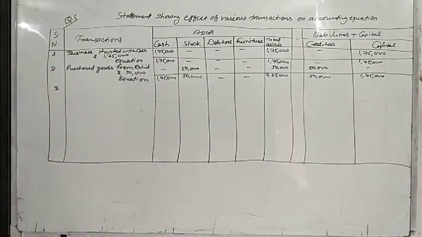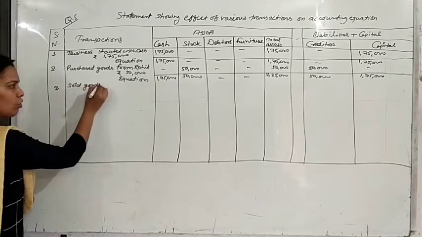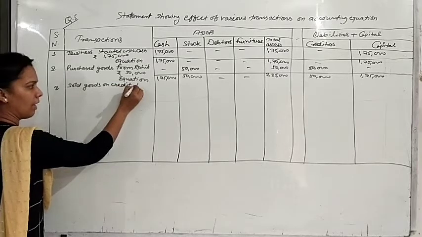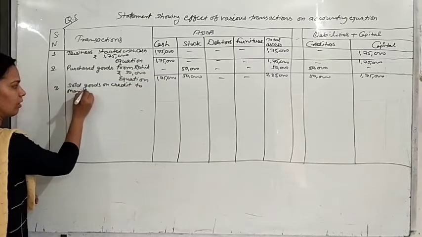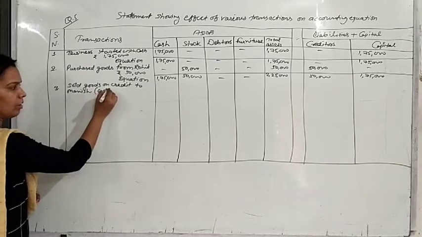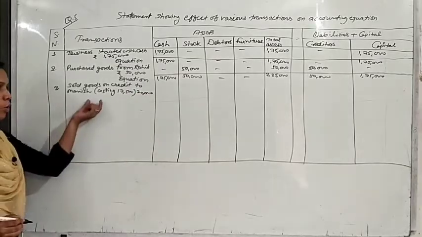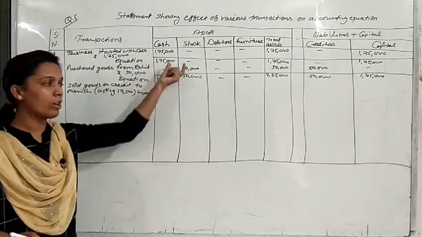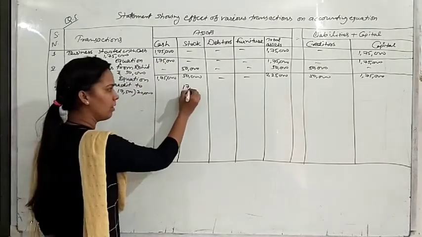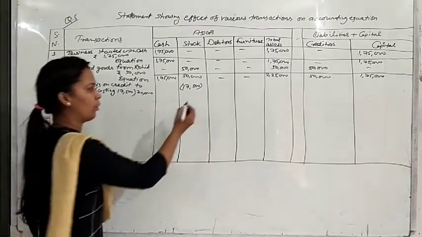Third point, sold goods on credit to Manish. You are selling goods for 20,000 but posting was 17,500. Posting 17,500 but you are selling at 20,000. It means cost is 17,500, so your stock reduced by 17,500. You are selling on credit, so your debtors will increase by 20,000.